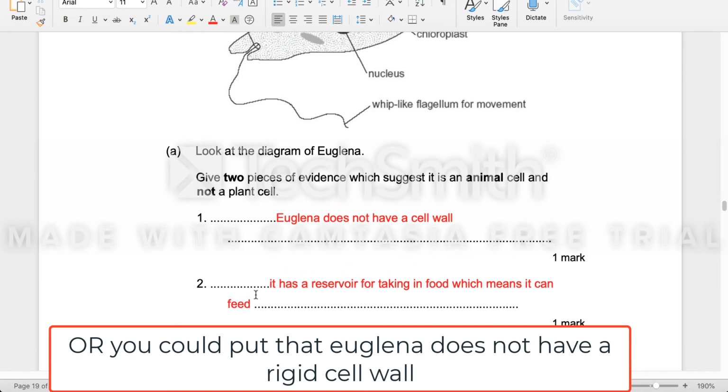And another answer that you could have put there is that it has a flagellum. Again, you will not find a flagellum in any plant cells whatsoever, but animal cells do need to move around quite a bit, so that could be another one that you could put there as well.